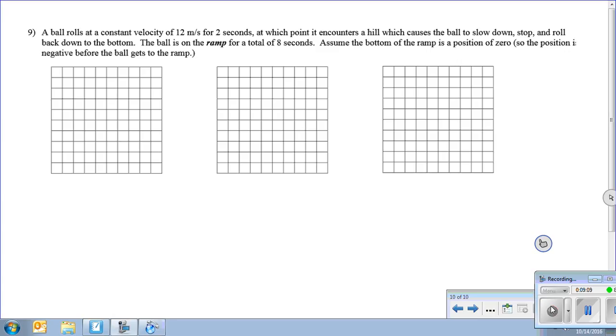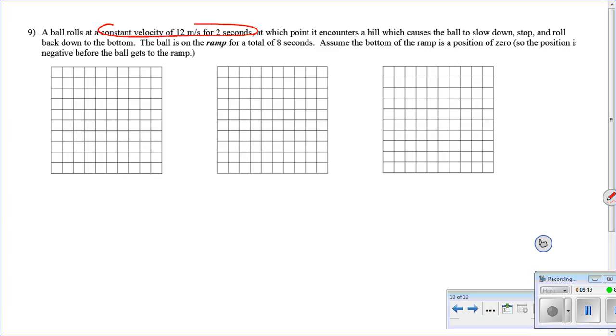All right, number 9. This one's actually fairly similar. We again are going to have 2 chunks. So it says ball rolls at a constant velocity of 12 meters a second for 2 seconds. So there's our first chunk. Constant velocity.